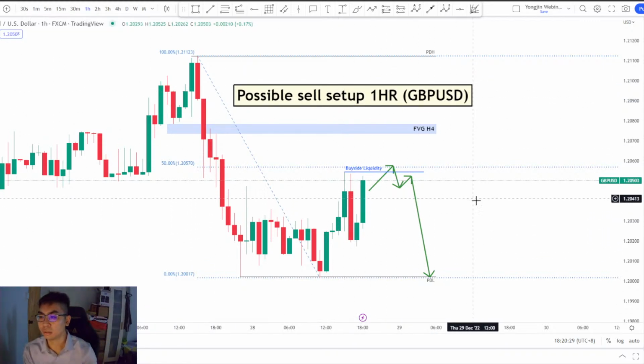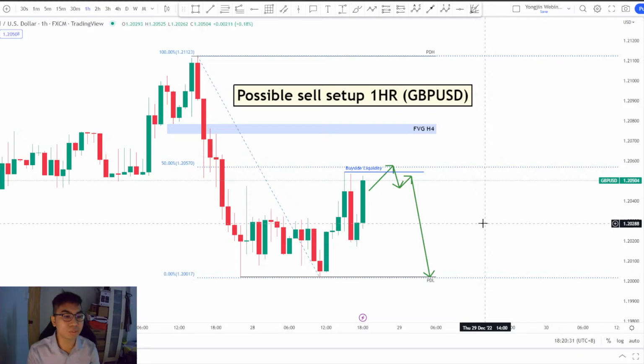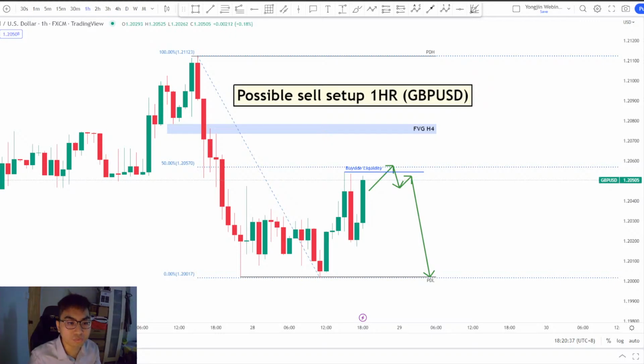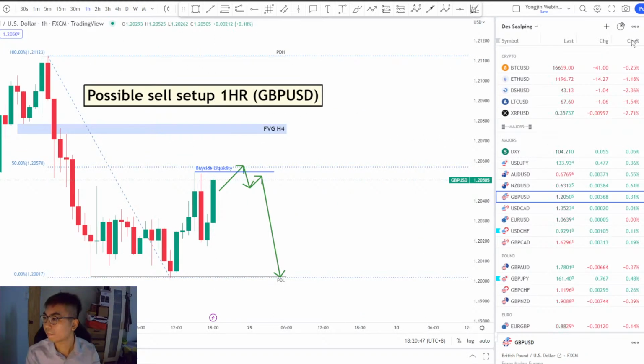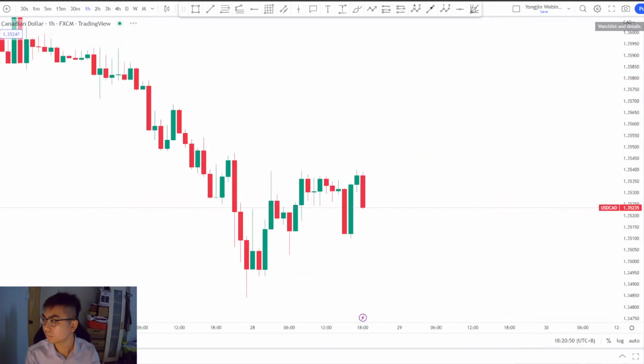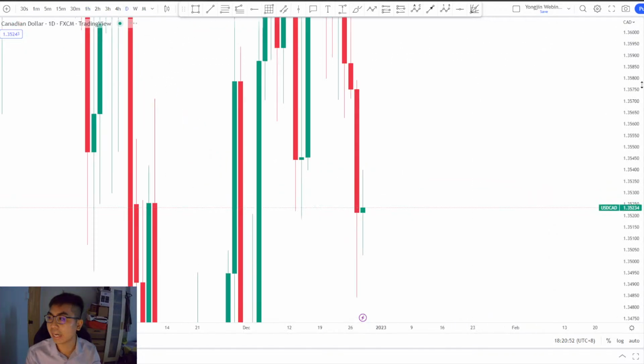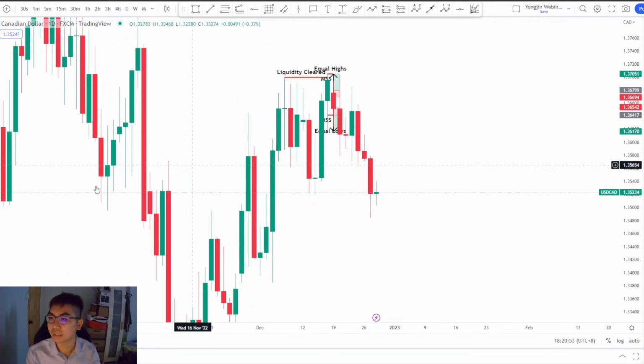Okay, so this is about it for GBP USD. Next, I'll move on to USD CAD. This will be the last currency pair that I will be going through today. Moving on to USD CAD on the daily chart.